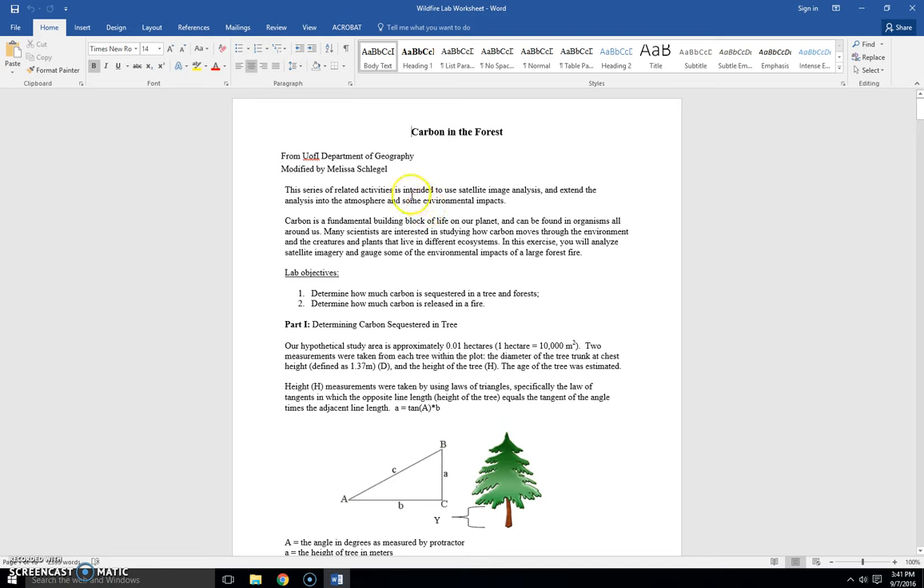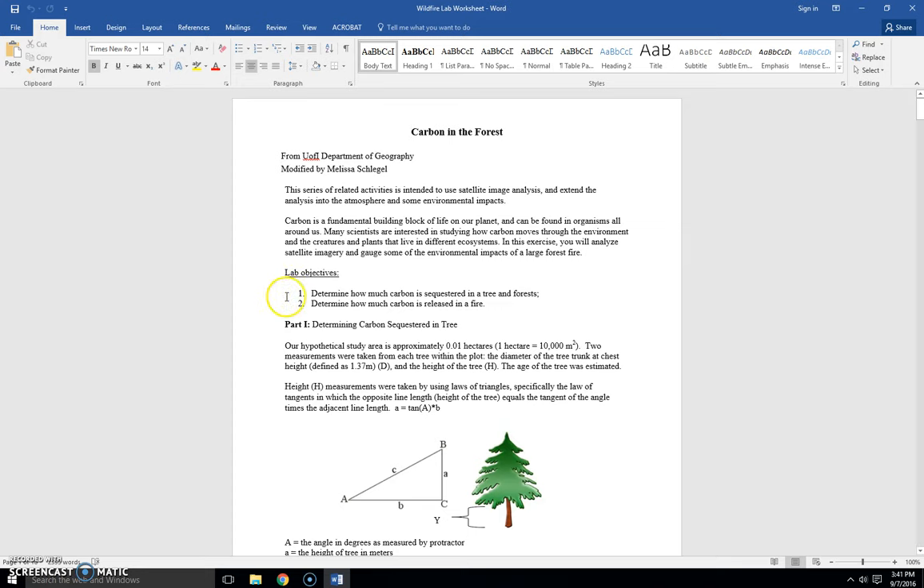This series of related activities is intended to use satellite image analysis and extend the analysis into the atmosphere and some environmental impacts. Carbon is a fundamental building block of life on our planet and can be found in organisms all around us. Many scientists are interested in studying how carbon moves through the environment and the creatures and plants that live in different ecosystems. This is a biogeochemical cycle, if you remember from Chapter 1. In this exercise, you will analyze satellite imagery and gauge some of the environmental impacts of a large forest fire.